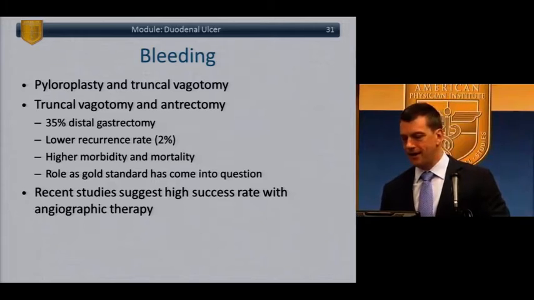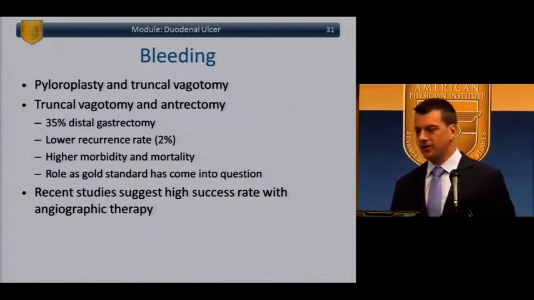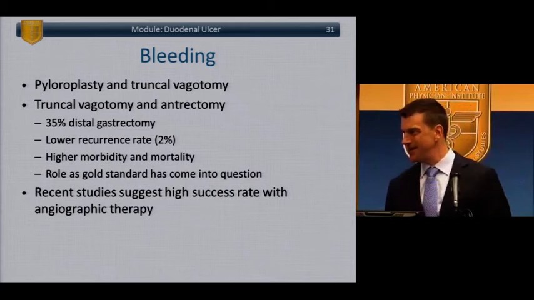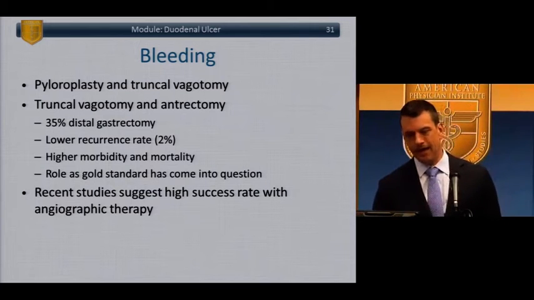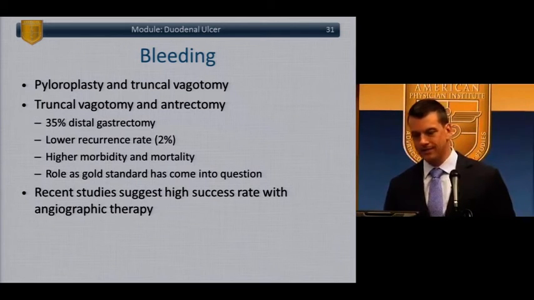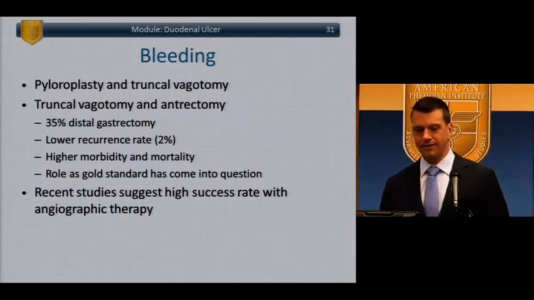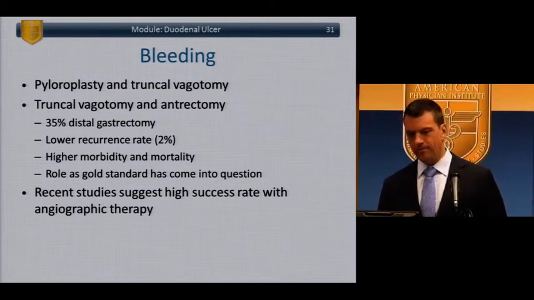So again, other options, pyloroplasty and truncal vagotomy. Remember, when you do that vagotomy, you need some sort of drainage procedure to allow the stomach to relax. Truncal vagotomy and antrectomy. This is basically the 35% distal gastrectomy. This has your lowest recurrence rate by far, but it's the highest in terms of morbidity and mortality.